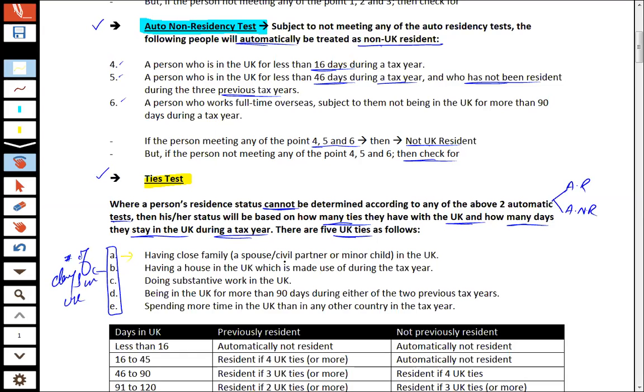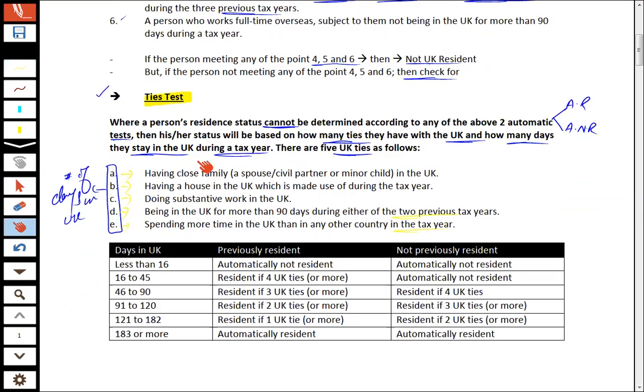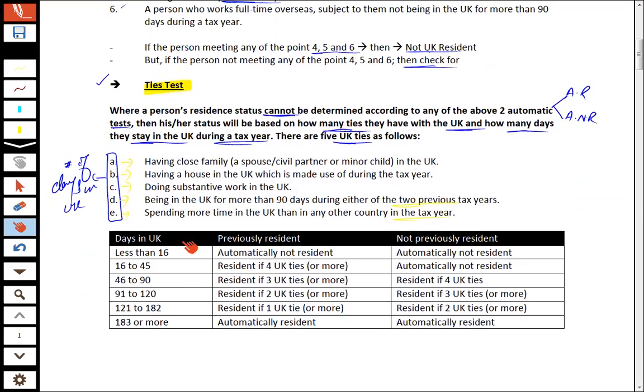A, having close family, a spouse or civil partner or a minor child in the UK. B, having a house in the UK which is made use of during the tax year. C, doing substantive work in the UK. D, being in the UK more than 90 days during either of the two previous tax years. E, spending more time in the UK than in any other country in a tax year. So we have to link these five ties with the number of days.